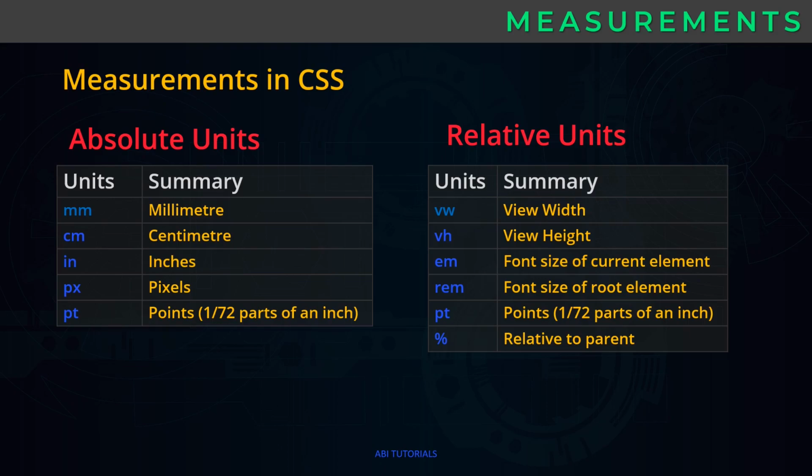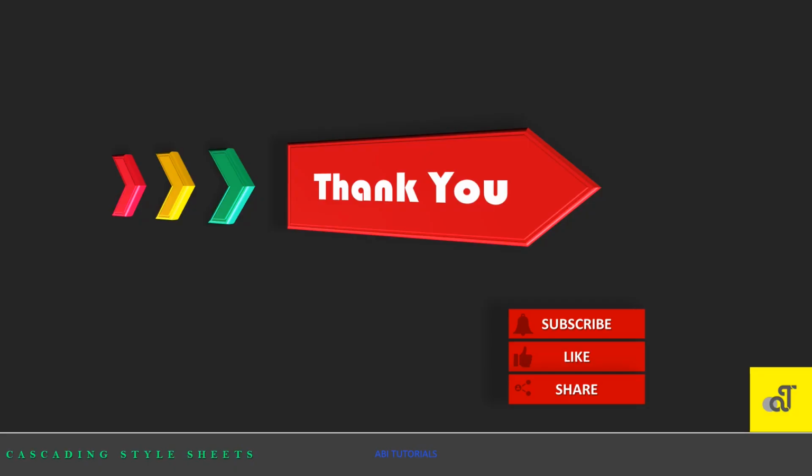Relative measurement units are used to set a size relative to another size. If you are to develop a web page that is supposed to be displayed on both PC and mobile, it's suggested to use relative measurements. I have given a list of relative measurements in the table to the right. We will see how to use the measurements in forthcoming demos. That ends our first lesson in CSS.